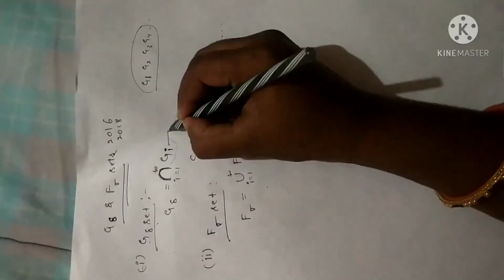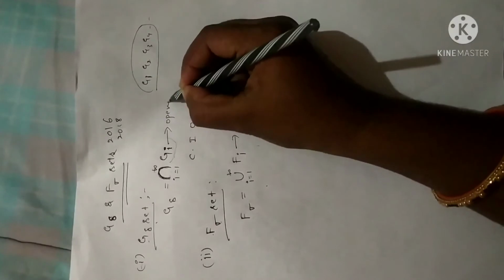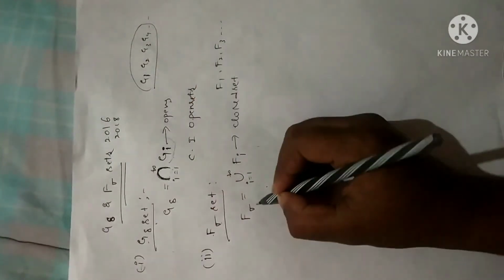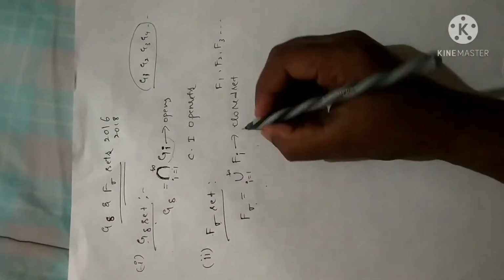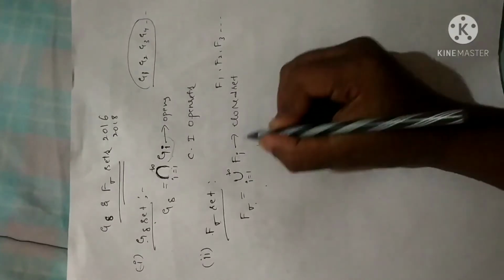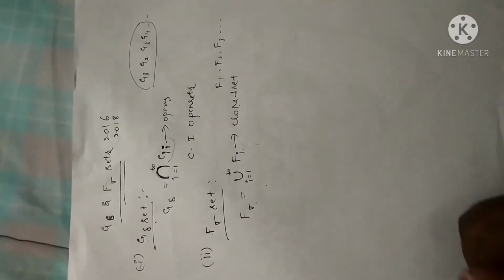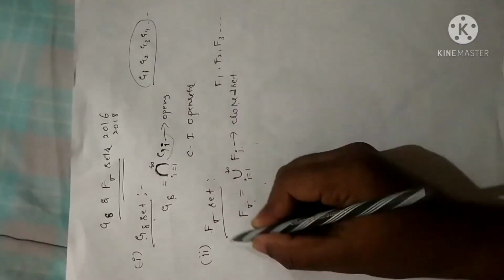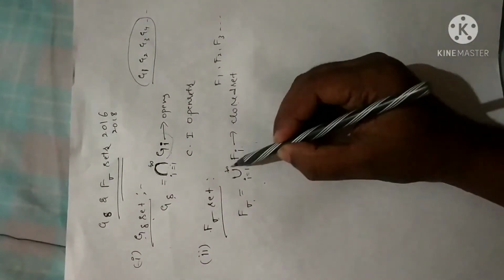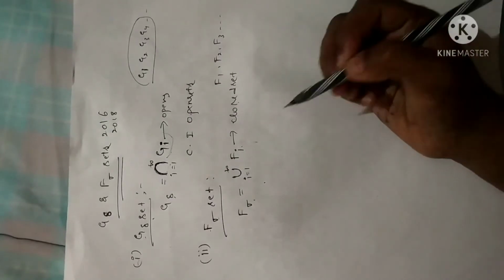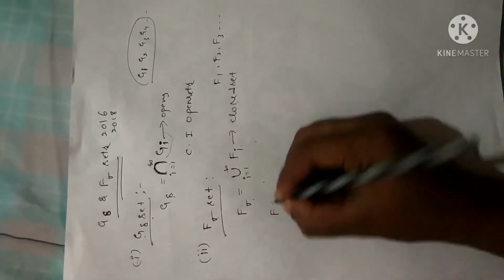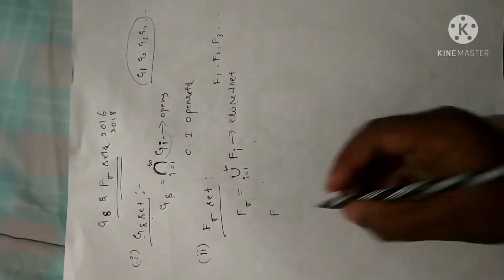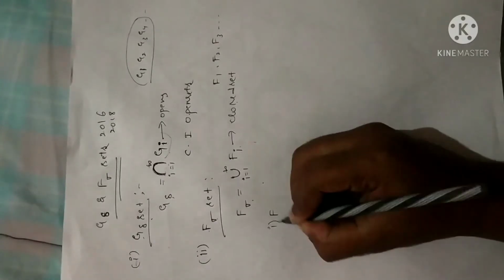The difference is that here you consider the intersection of open sets. In the F sigma set, we consider the union of all the closed sets. G delta set is the intersection of all the open sets. F sigma set is the union of all closed sets. Clear? Now we can have a combination of G delta and F sigma sets. Have a look at that.